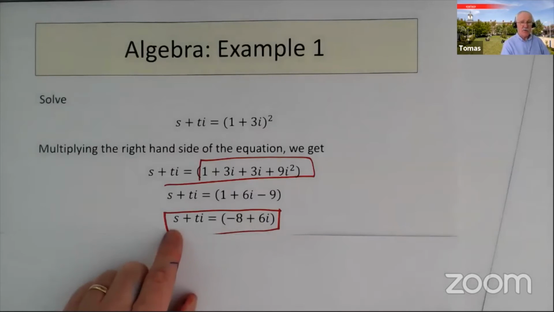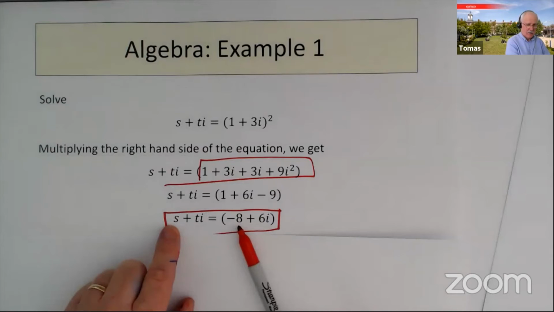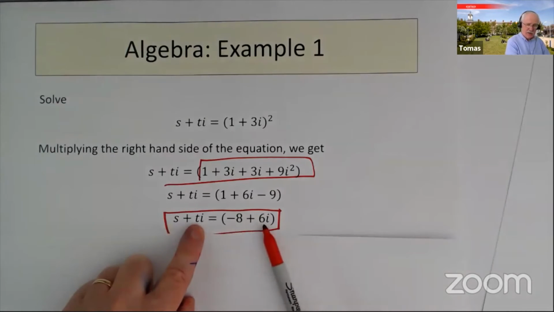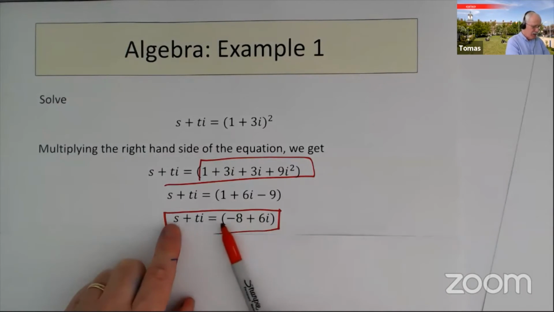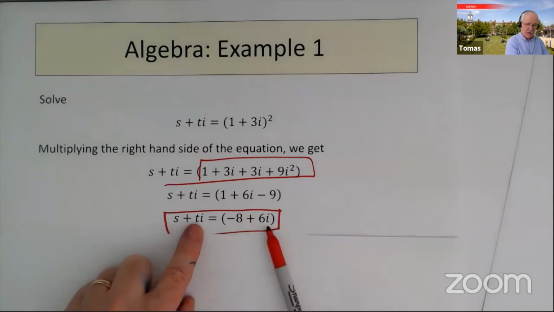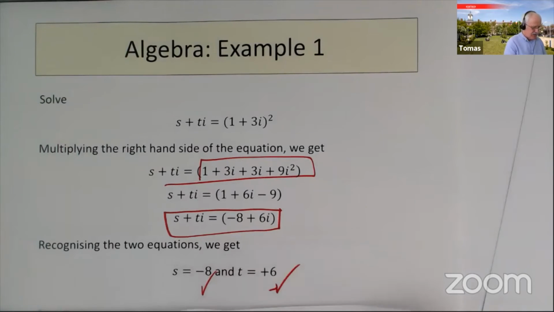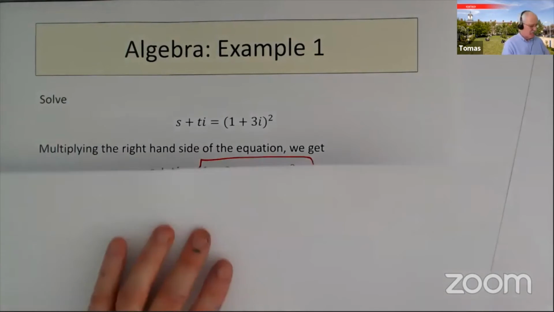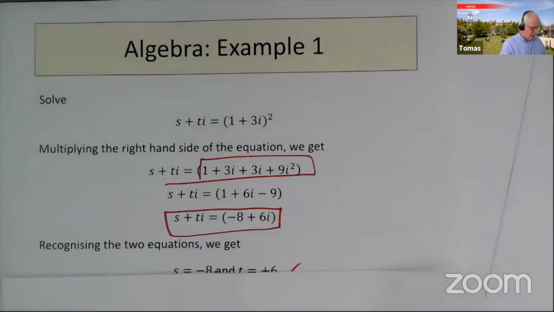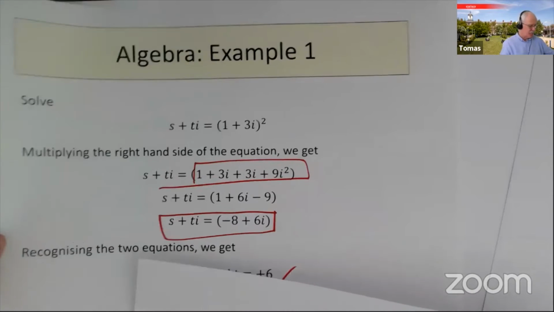But s is a real value, and t is a real value. So it's saying the real part of the left-hand side must equal the real part of the right-hand side. The imaginary part must equal the imaginary part. So if the real part is s, the real part here is minus 8. So s must be minus 8. And if ti is 6i, well, the i's cancel, t must be 6. So s is minus 8 and t is 6. So even though we mightn't have thought of being able to do that, that's all they were asking us to do. That's example 1 in algebra.